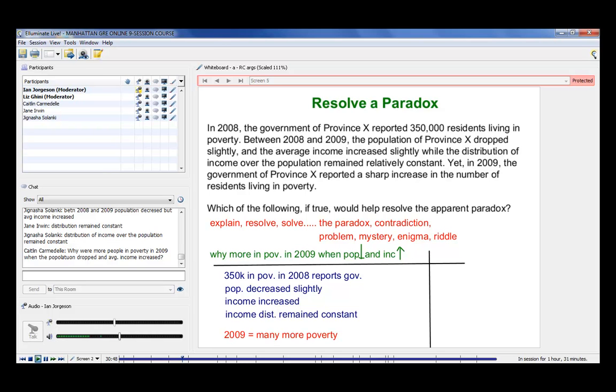So what do you guys think? What are some ways that we could end up having this happen? How could the population go down a bit, income increase a bit, and yet more people end up in poverty? So Caitlin's saying maybe the answer is simply that they changed the definition of poverty. That makes sense. What else?